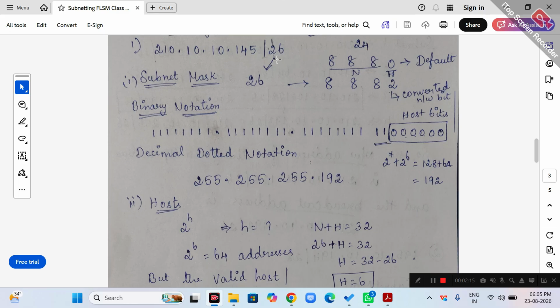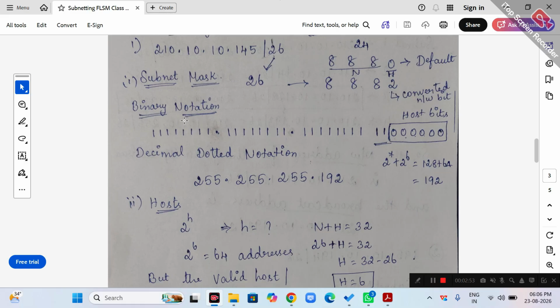The binary notation of the subnet mask: the first 3 octets, all 8 bits are 1, because they come under the network bits. In the last octet, only 2 bits are converted to network bits. So the first 2 bits are 1 and the remaining 6 bits are 0. These are the converted network bits and the remaining 6 bits are host bits.